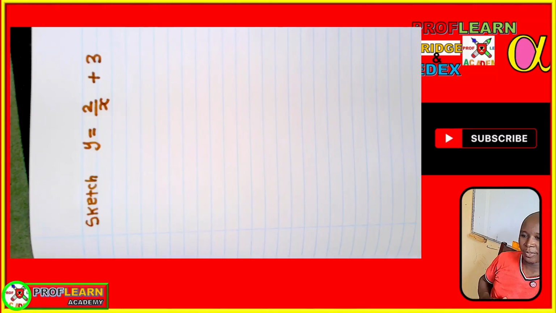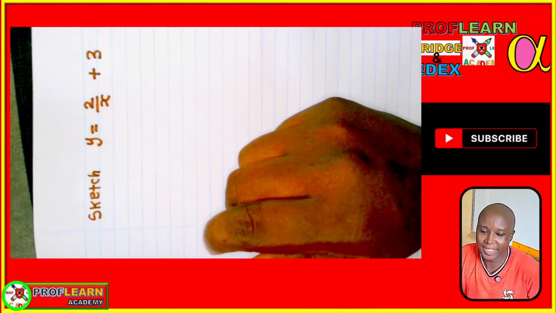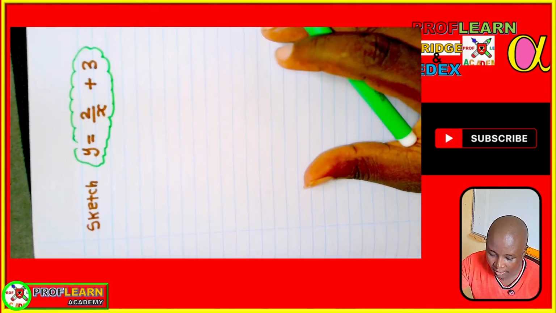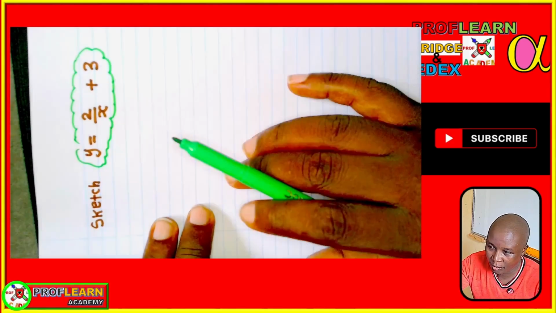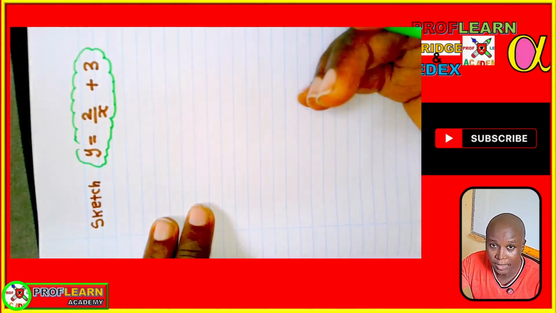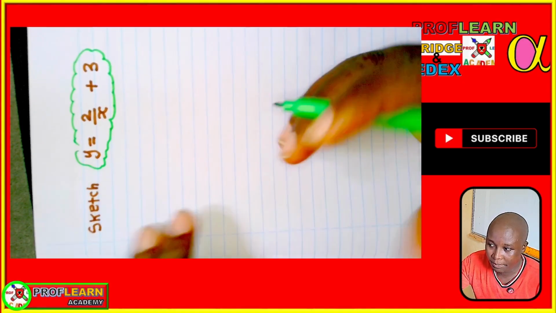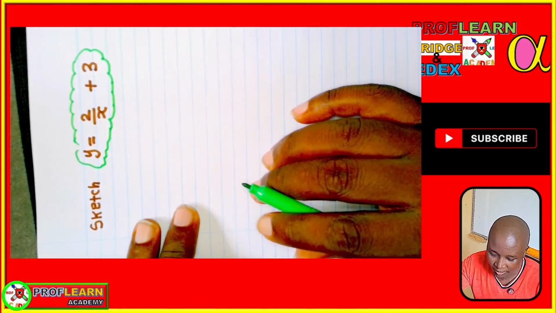In this video, we're going to look at how you can sketch a graph that is given here. You are to sketch this kind of graph. The first thing that you really need to do is to understand the kind of asymptotes we have, and also you need to understand the x-intercept as well as the y-intercept.